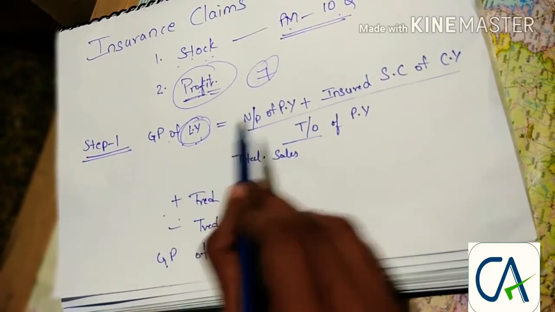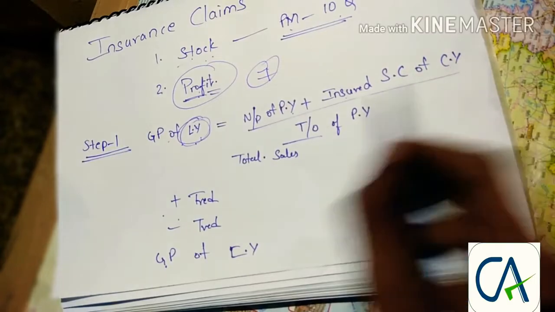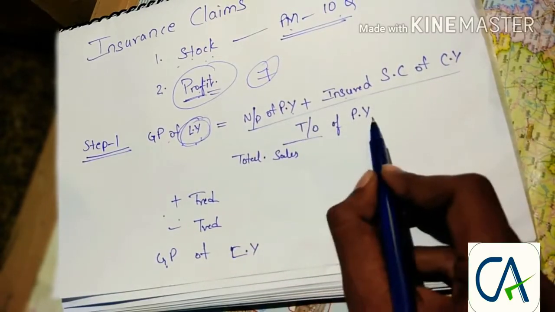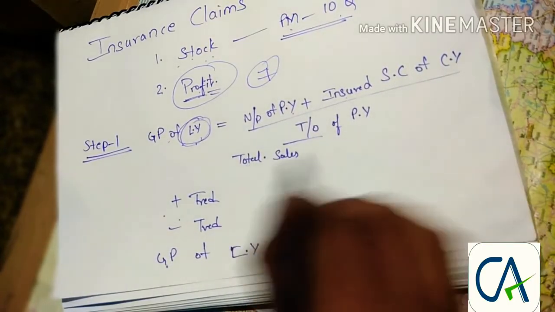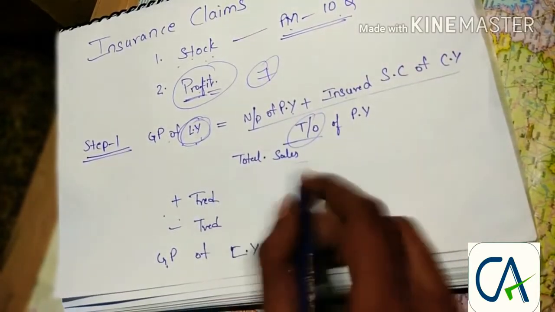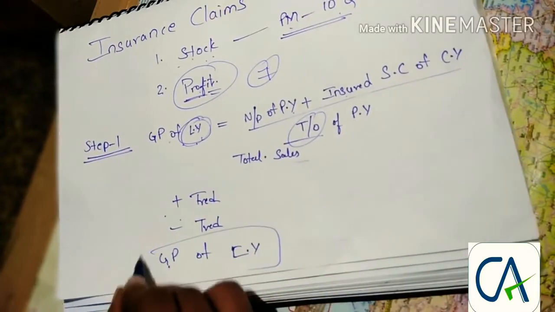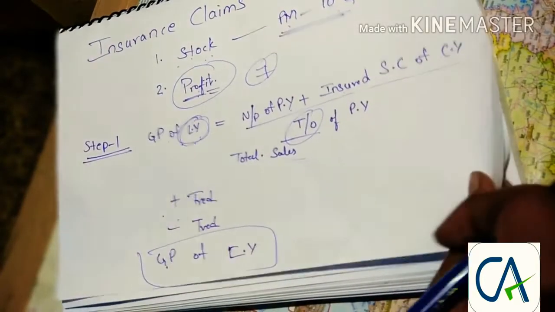Gross profit of last year is equal to net profit of previous year plus insured standing charges of current year, divided by turnover of previous year. Okay, it's nothing much here, just remember the formula. Turnover means nothing but total sales. Now you have to adjust the sales for plus trend or minus trend. After adjusting the trend, you will get the gross profit of current year.